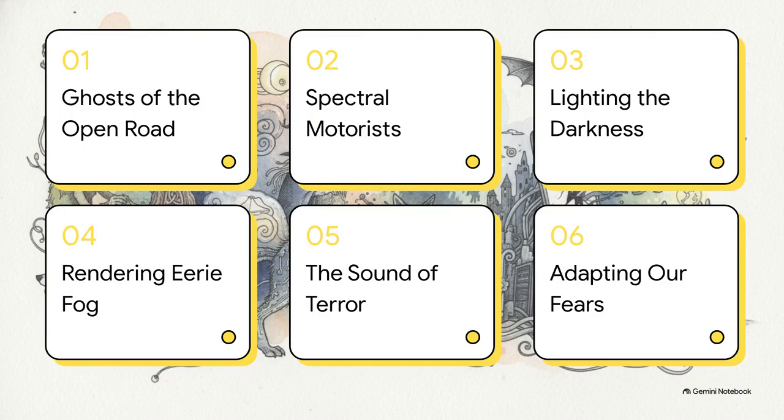Here is our roadmap for this explainer. First, we'll look at the ghosts of the open road, then meet America's spectral motorists. After that, we'll transition into the modern tools used to build these scares: lighting the darkness, rendering the eerie fog, and the sound of terror. Finally, we'll look at technology adapting our fears. I promise you, by the end of this, the connection between 19th century American expansion and complex atmospheric algorithms is going to make perfect sense.